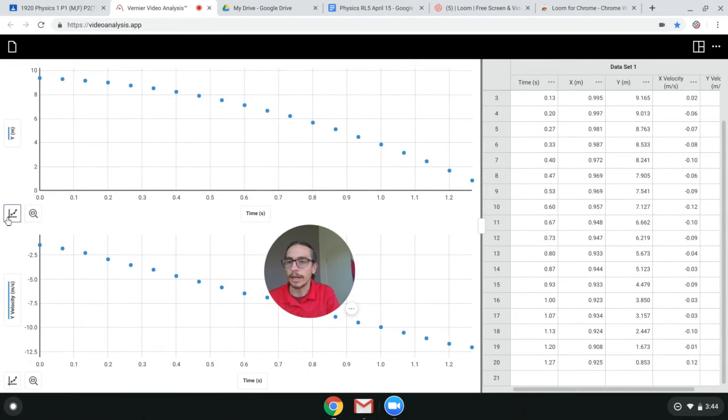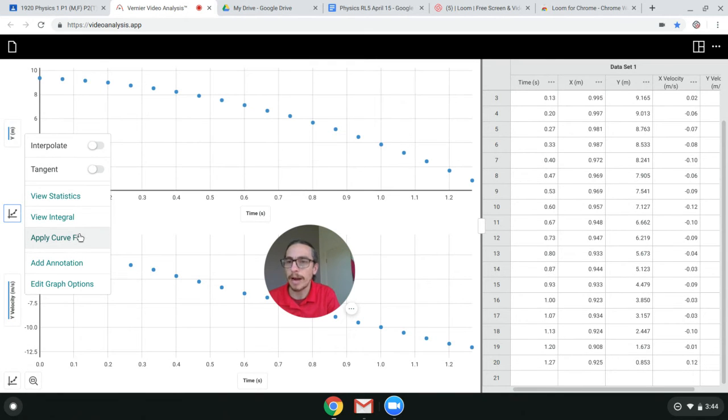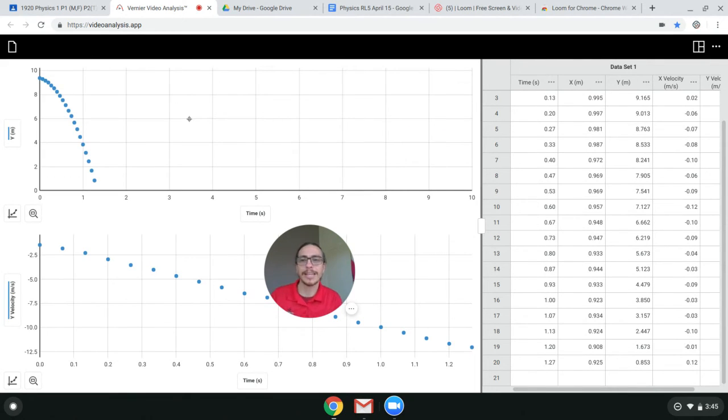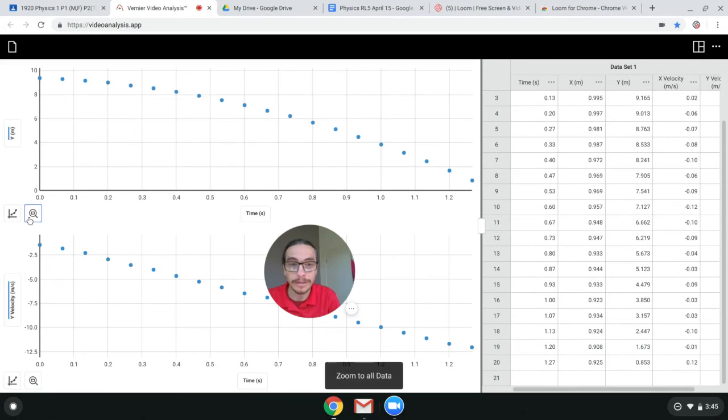Something you can do is kind of zoom out of your graph a little bit. It's a little technique I learned to be able to see the shapes of these things because sometimes when you're zoomed in so close, you can't tell what's going on. Let's say if I put 10 seconds for the x-axis range. Does that look like a parabola? I think so. I can see that it's arced. It's pretty good. So I'm going to go back to zoom all data again so it's lined up.